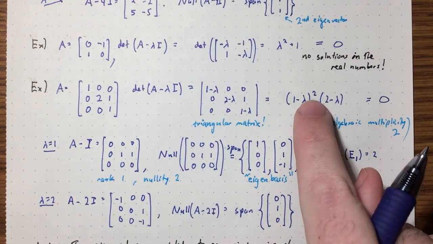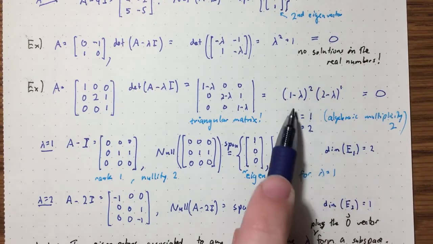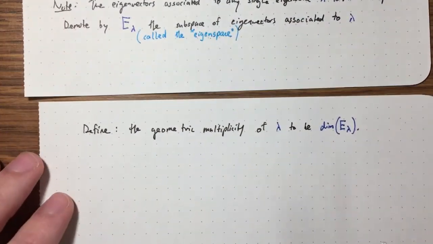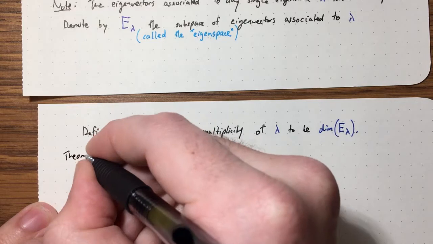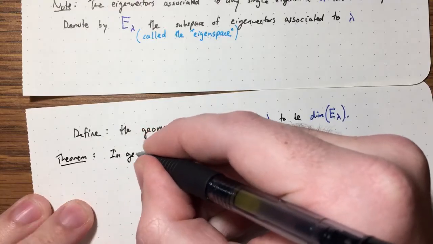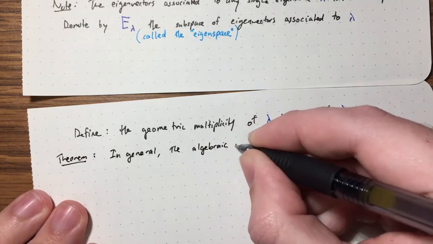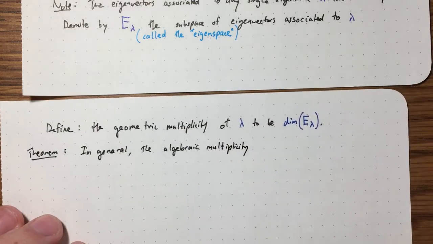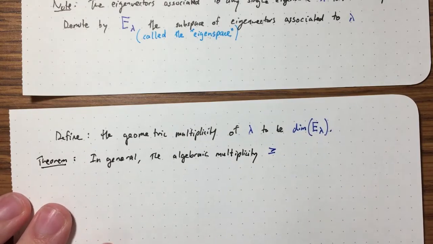And again, we noted that these appear to be related to these values, the exponents. You see, 1 appeared twice as a root in the characteristic polynomial. 2 appeared once as a root. But this is not in general true. But there is something that is true. I'm not going to explain why this is true because it's really complicated. But in general, the algebraic multiplicity is at least as much as the geometric multiplicity.